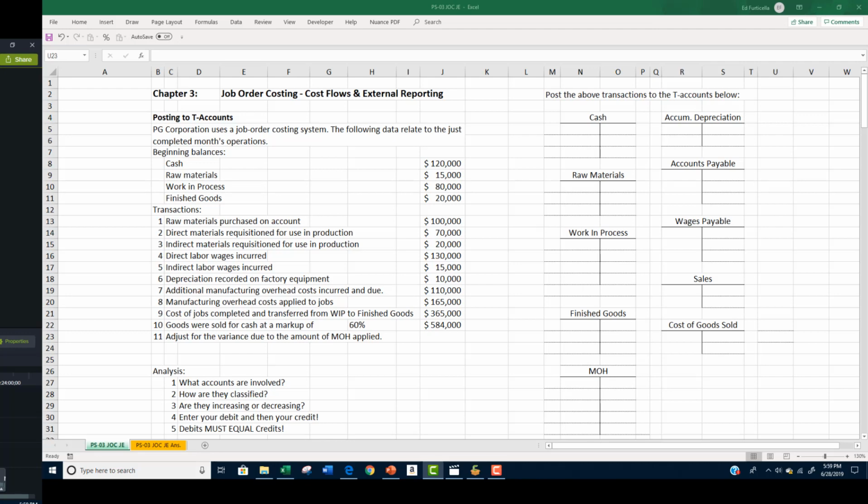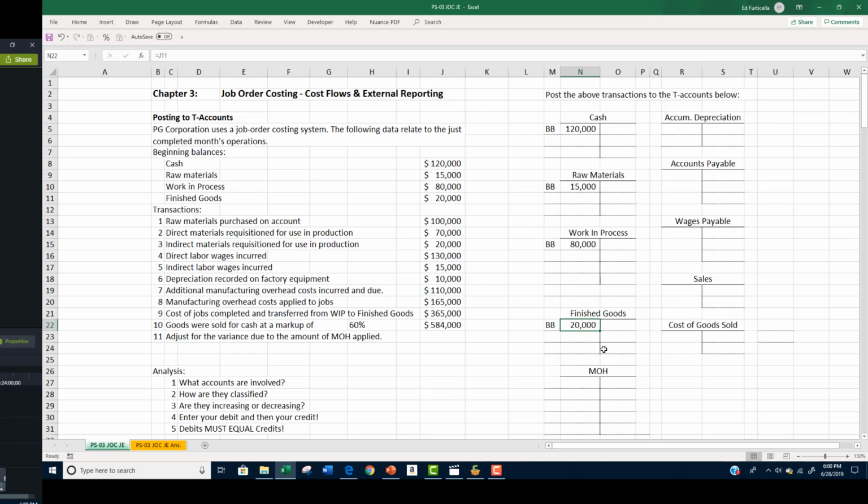So before we start posting transactions to the T accounts, let's get the beginning balances in place. We start off with cash, put in a BB for beginning balance, and enter $120,000. Drop down to raw materials, enter BB, and $15,000. Drop down to work in process, enter BB, and $80,000. And then drop down to finished goods, enter BB, and its balance of $20,000.